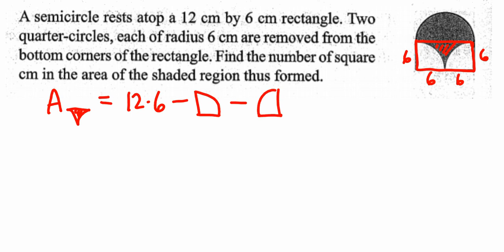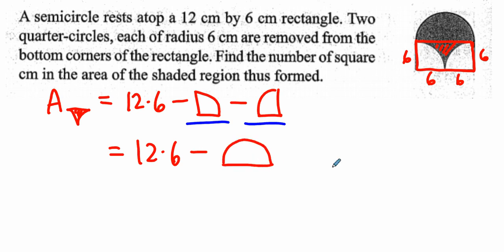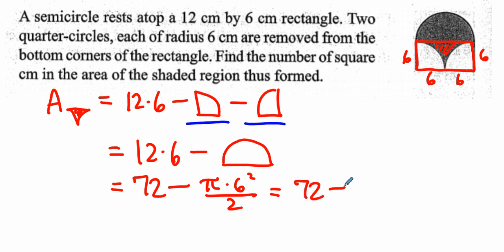So wait a minute. Those two areas, that's half a circle. So maybe we just do 12 times 6 minus the area of half a circle. Well, we can find the area of half a circle, can't we? The area of a circle would be pi times the radius squared, and we want half of that. Well, what's that? 36 divided by 2 is 18 pi. And that's the area of this shaded region.